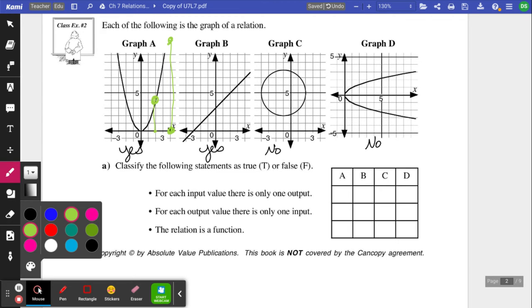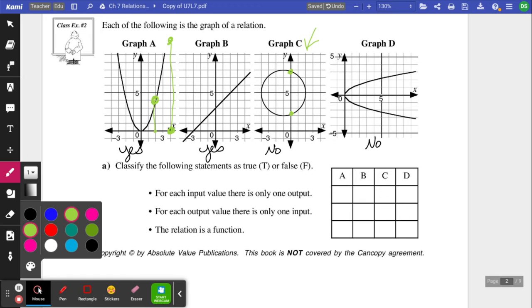There's no other place on here. If I look at 2 here, well, let's look at 0. If I look at graph C and you tell me 0, I have a value here and a value here. Not allowed. That's not a function.